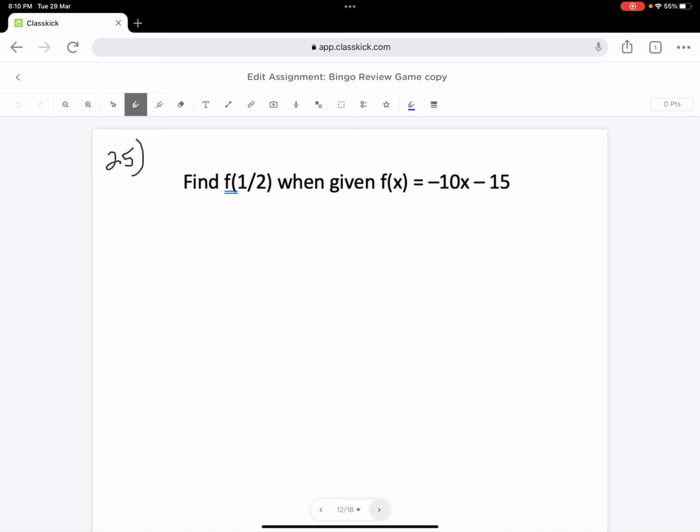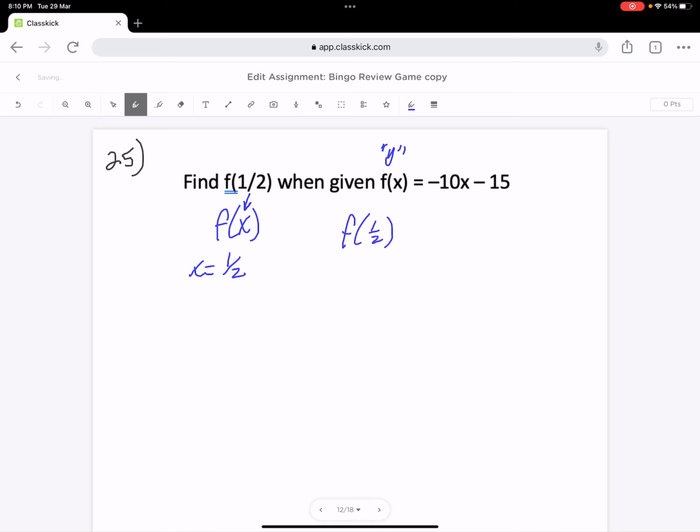Number 25 we're on now. So we're asked to find f of 1/2 when given this function. And remember, we write our functions as f of x. So all we're doing here is substituting 1/2 in for x. So it's just another way of saying solve for your function, or y if you want to think about that, because that's what we're kind of used to doing. Solve for y when x is 1/2. So we simply just need to substitute it in.